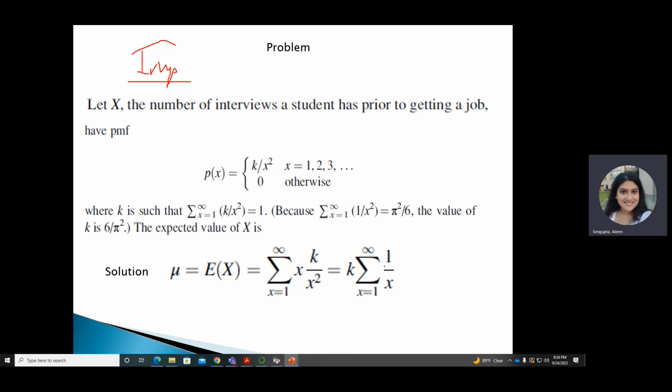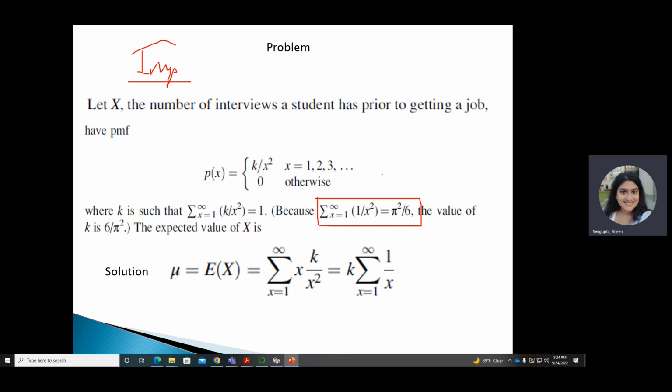Now, for those of you who do not know the mathematical formula for summation, this will be given at the back of your exam. Anything that has to do with hardcore mathematics, this is not a math class, so that will practically be given at the back of your exam. But you should know how to use this, right?